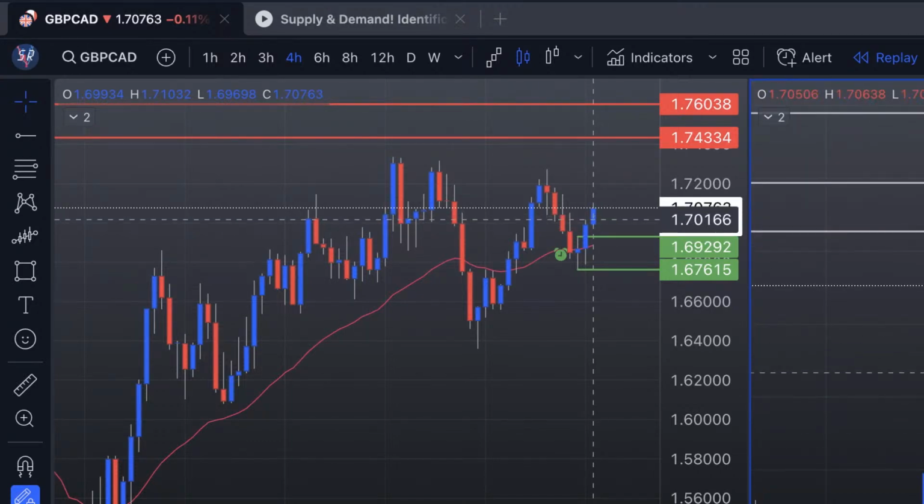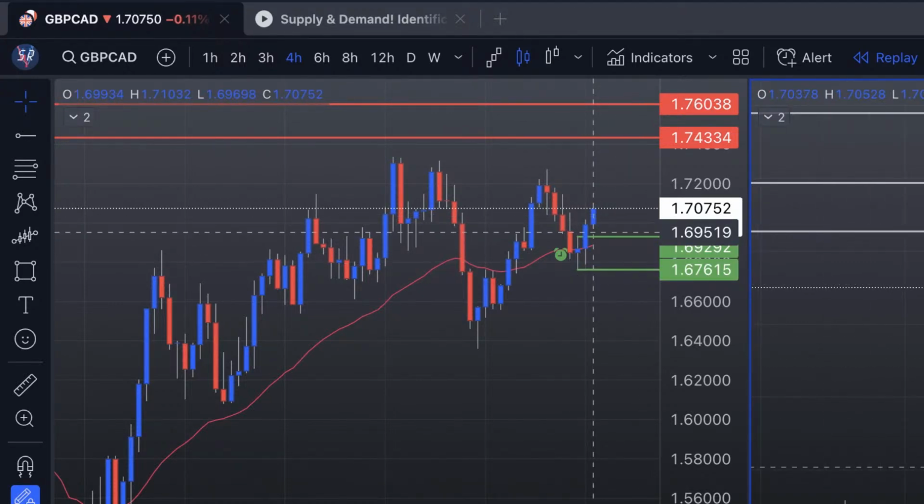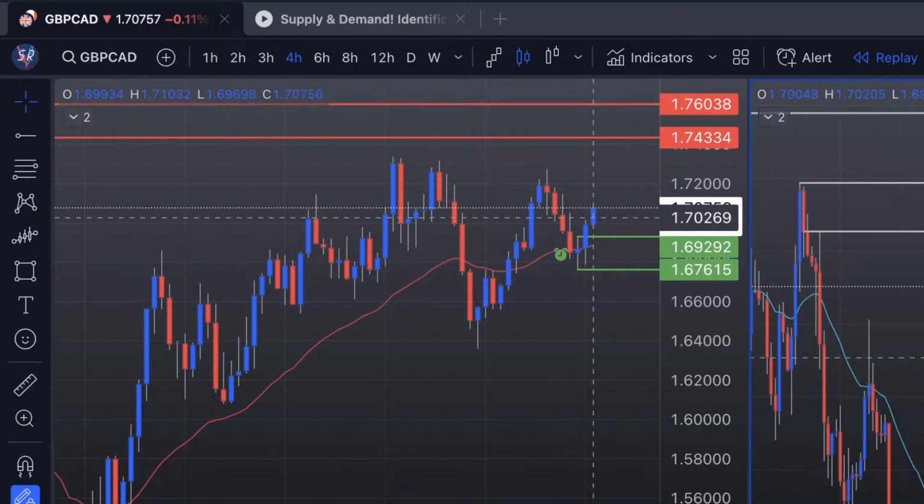Pound CAD. I think I had this on, but I didn't take it. I don't know why. There's demand there, and it's working. We'll see. Marching up. Demand there. Supply there.